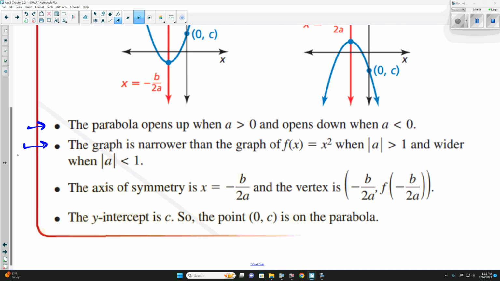Now the axis of symmetry in standard form is x is equal to negative b over 2a. And the vertex is negative b over 2a comma f of negative b over 2a.